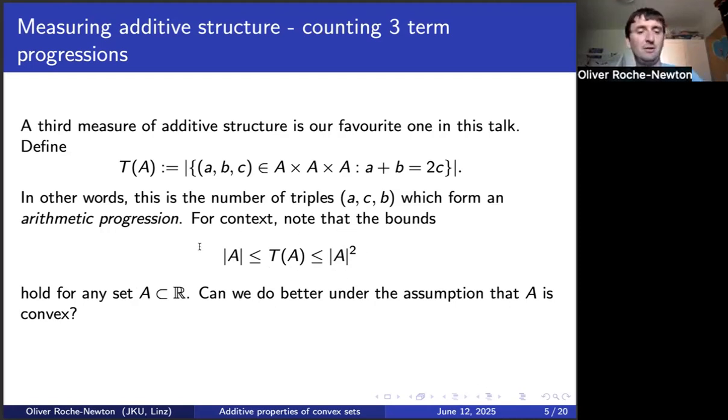And with this assumption of convexity, which appears to be not an additive structure condition, we might expect that we should be able to do better than this upper bound. So can we do better under the assumption that A is convex? This is the question that I'm mostly focusing on in this joint work and in this talk today.